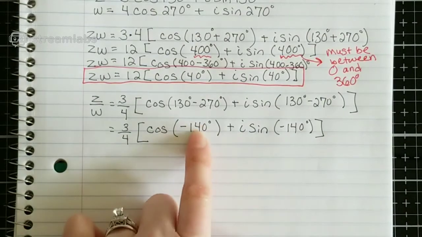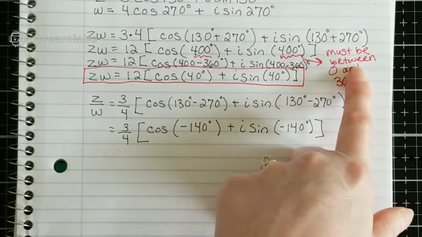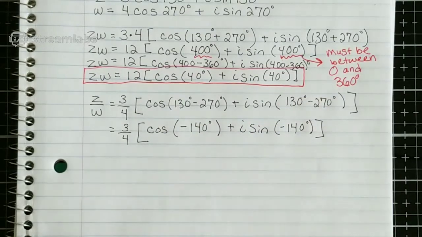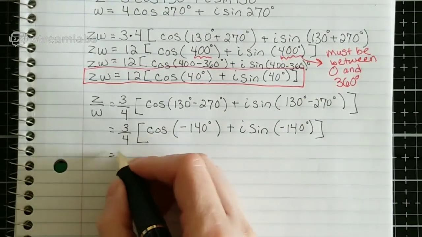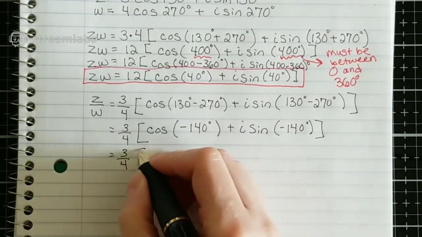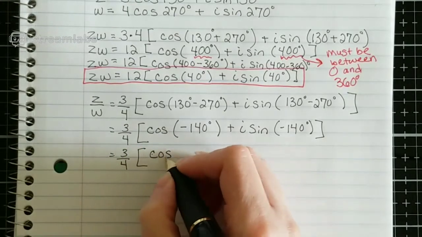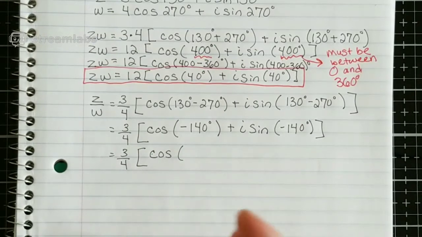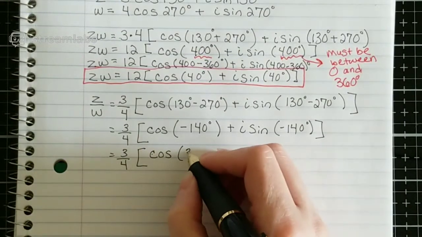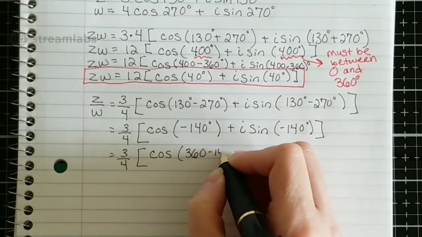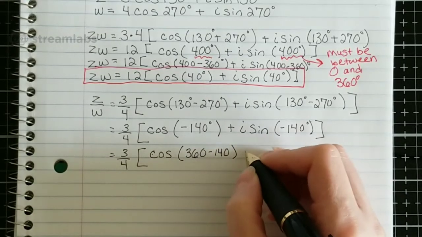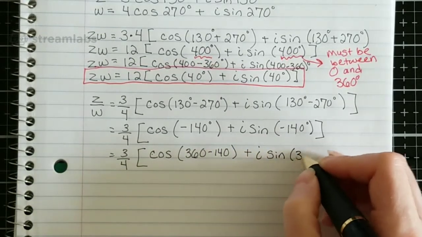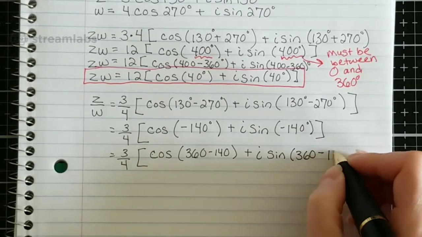Okay, now again, because it's negative, it's not between 0 and 360. So to remedy this one, what you want to do is take the 360 and put it in the front so we can get a positive number. So 360 minus 140, that's going to give us a positive answer.